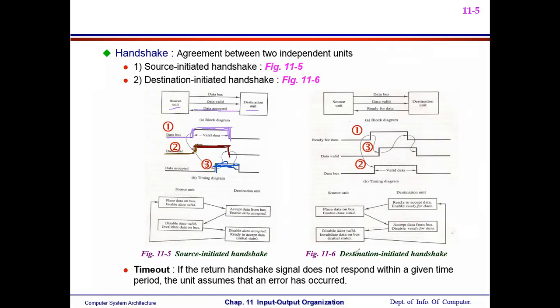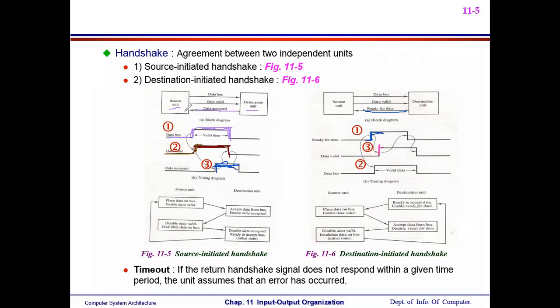Similarly, here we have the destination initiated handshake. Here observe, we have the same things: data bus, data valid, and ready for data. So here the signal is changed to ready for data. Now what is the first step? Place the data on the data bus. After placing the data on the data bus, enable the data valid.